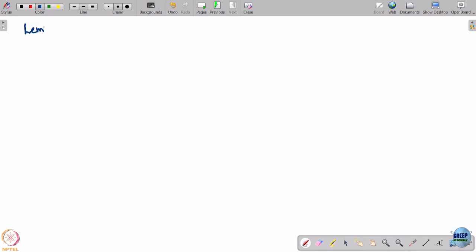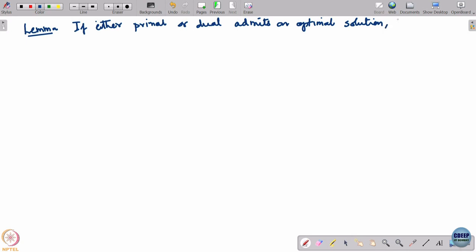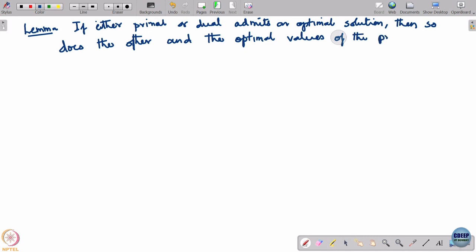So this is the theorem: if either primal or dual admits an optimal solution, then so does the other, and the optimal values of the primal and dual are equal. So the optimal values of these primal and dual are equal, okay.